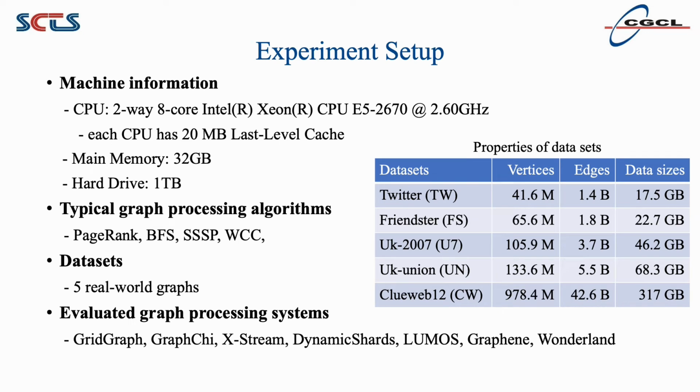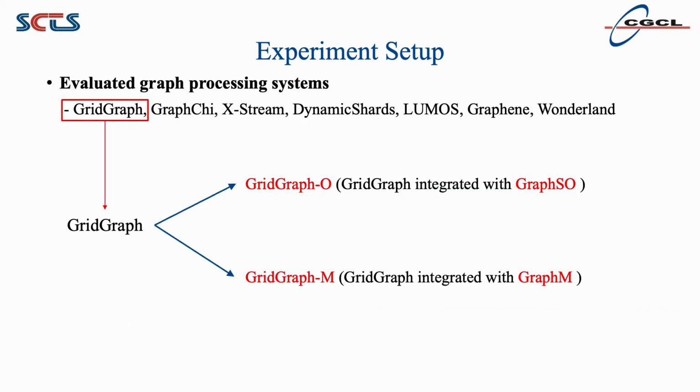Our experiments are conducted on a server, and 4 graph processing algorithms are used as benchmarks, including PageRank, breadth-first search, single-source shortest path, and weakly connected component. The right table shows the properties of the 5 real-world graphs used in our experiments. To evaluate the performance of GraphSO, we integrated it into 7 popular systems. In our experiments, we mainly show the performance improvement when GraphSO is integrated into GridGraph.